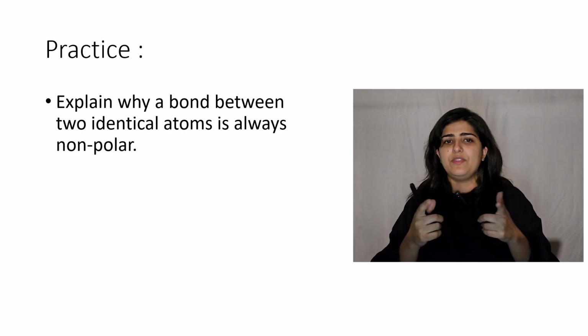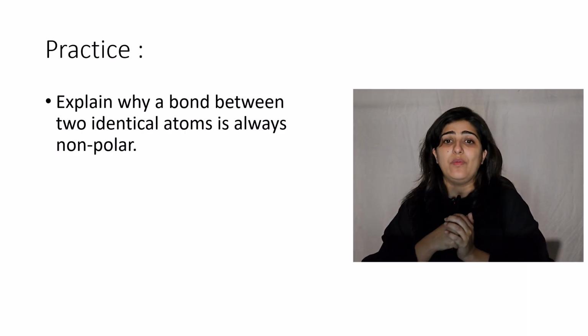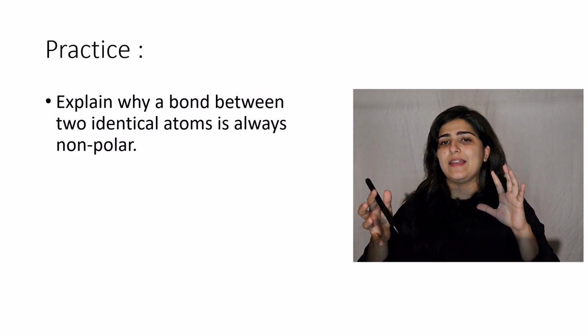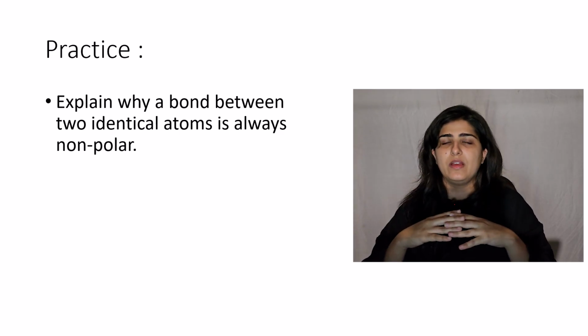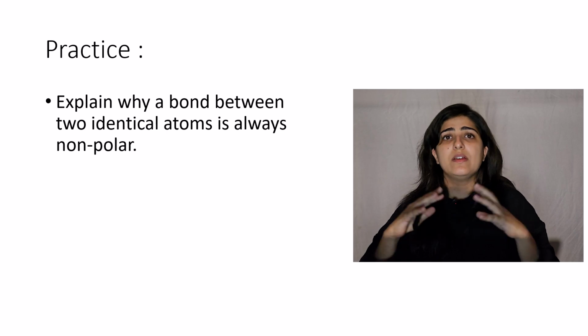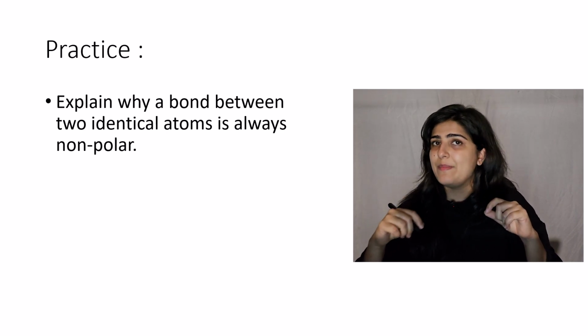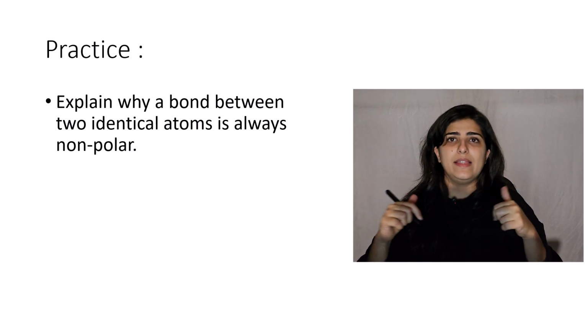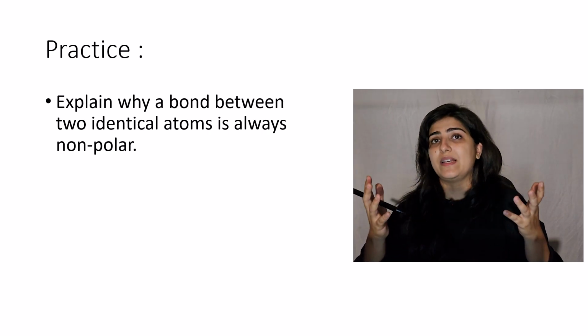Now that we have learned why water is a polar molecule, what covalent bonds are, and what their types are, let us try to do some practice questions. You can see one of the questions on the screen, which says, explain why a bond between two identical atoms is always non-polar. I'm just going to put up a timer here. You can take some time, think about it, try to practice simultaneously, and then we'll also check out how you can expect a template answer.